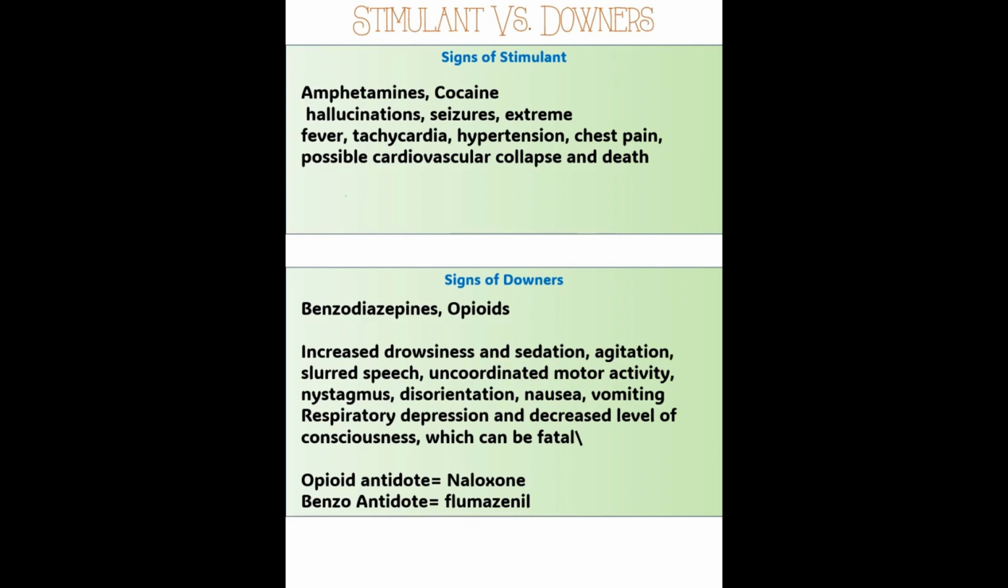For opioids, we have our antidote, which is naloxone, and for benzos, we have our antidote, which is flumazenil. One thing to be mindful of is for our opioids, looking at our triad that we remember should be pinpoint pupils, respiratory depression, coma.